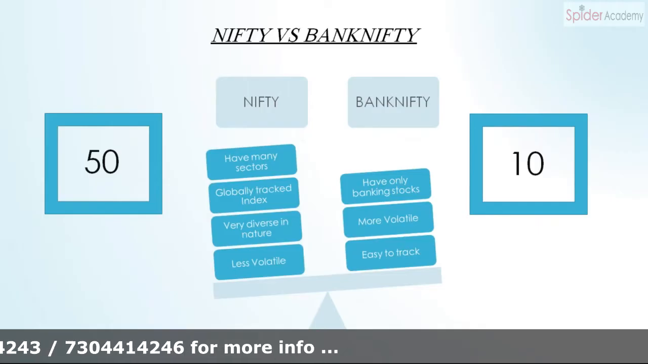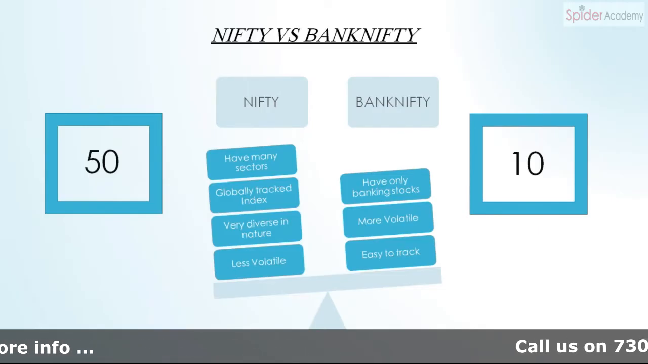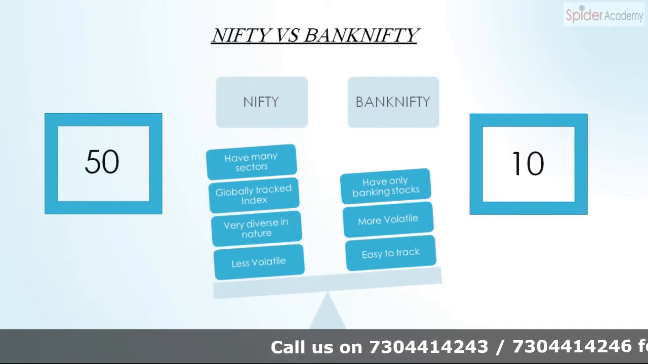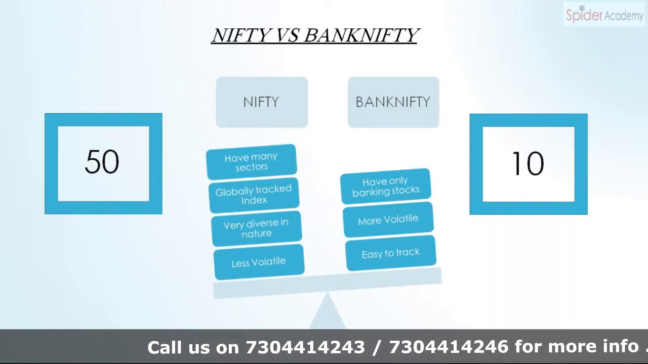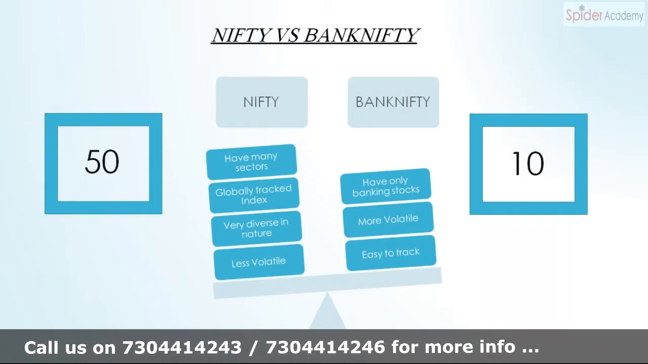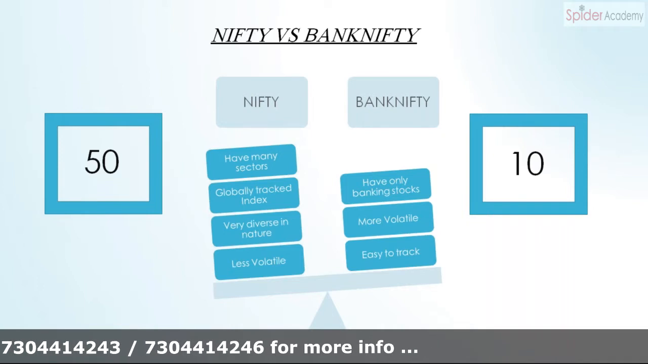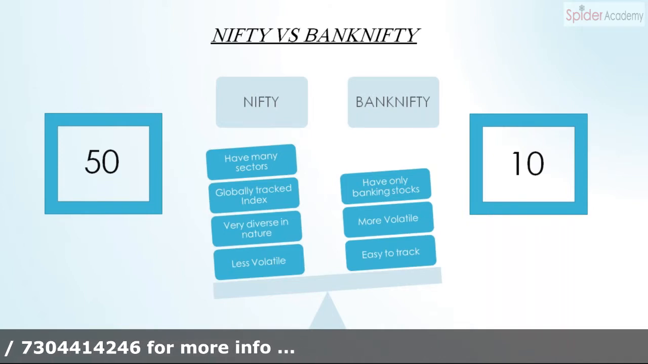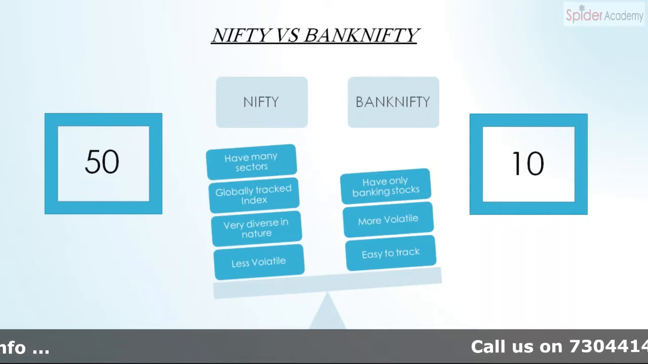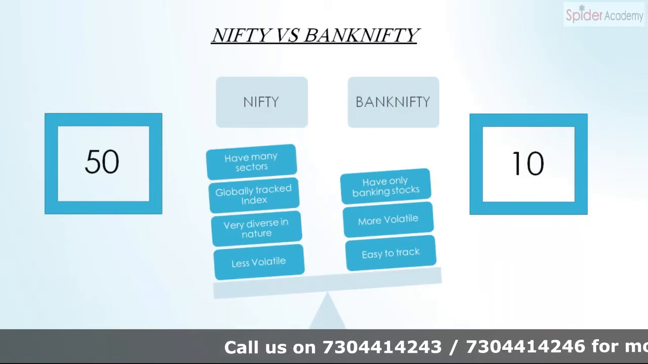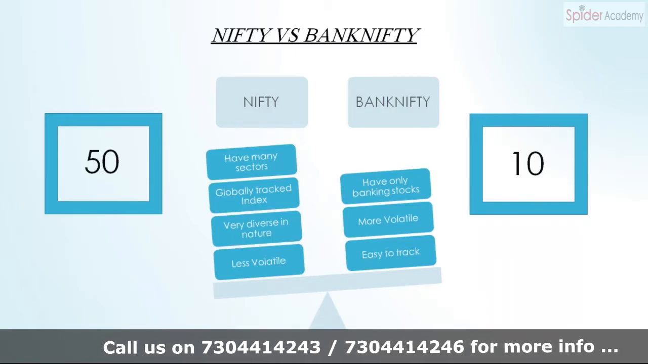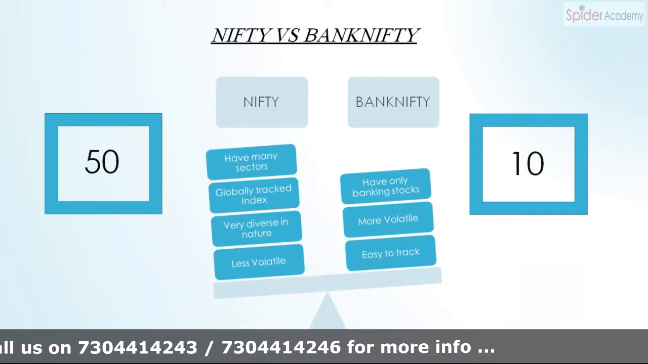Before going into the Bank Nifty setup, let us discuss something about Nifty and Bank Nifty. Everybody knows there are 50 stocks in Nifty and only 10 stocks in Bank Nifty. So tracking Bank Nifty is a bit easy because you have to track only 10 stocks. But if you want to trade in Nifty, you have to track a total of 50 stocks, from different sectors. Many people have a dilemma that Bank Nifty is more volatile and very hard to trade, but it is not like that. Bank Nifty is easier to trade than Nifty, but it is more volatile.